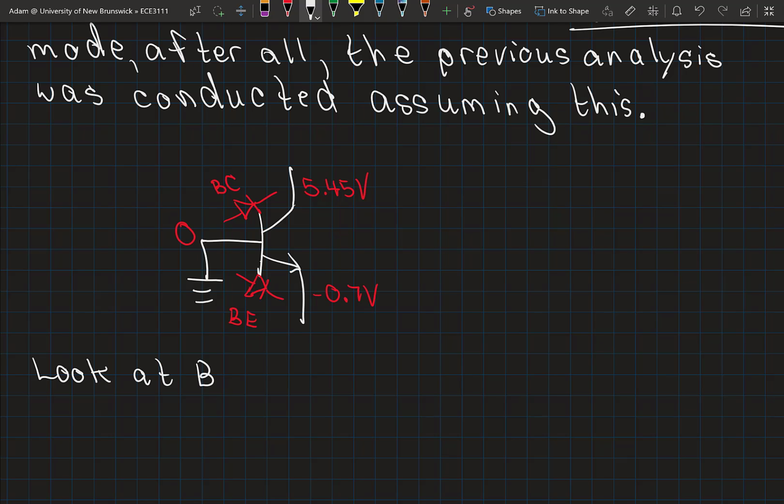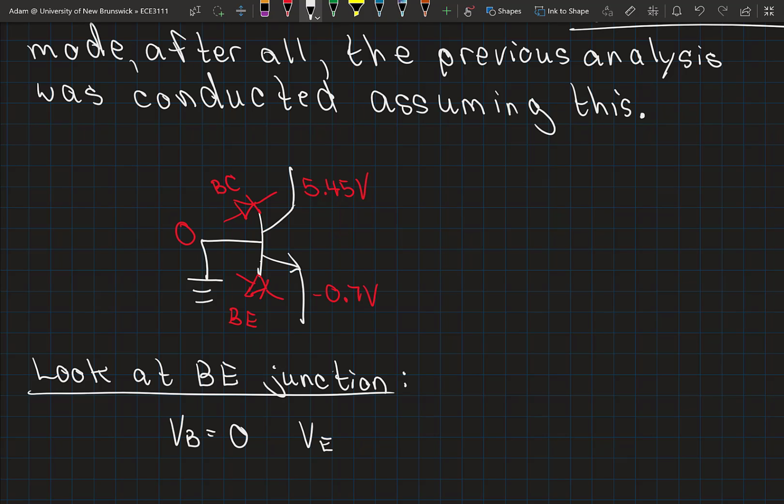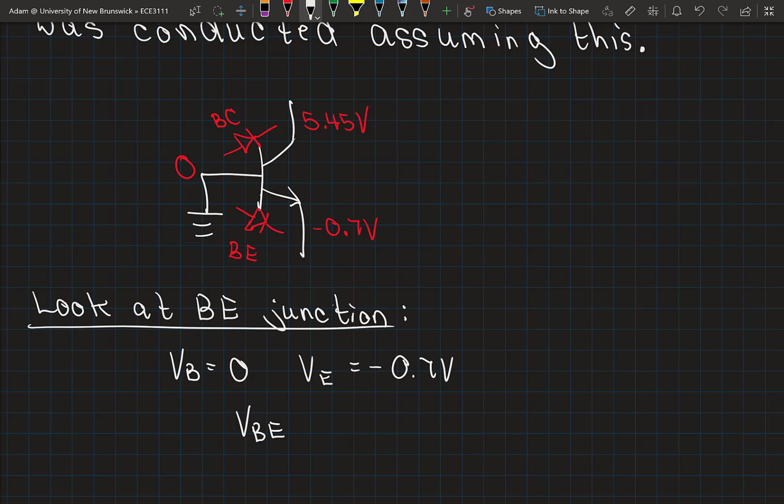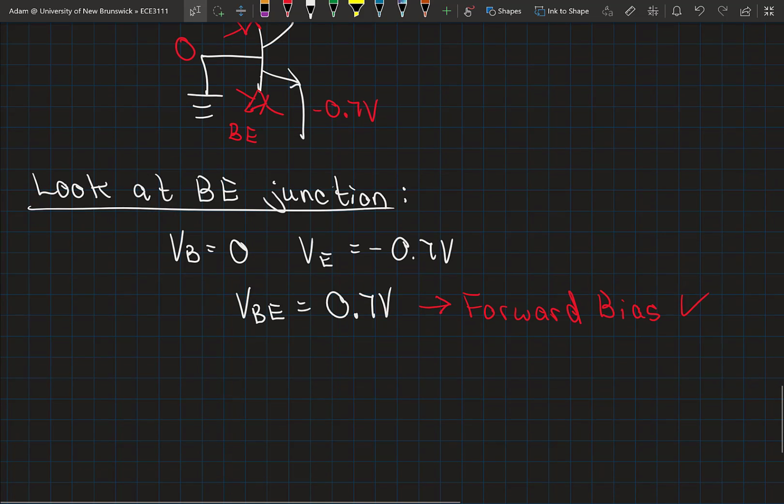So let's look at the base to emitter junction. Well, the base is at 0 volts, the emitter is at minus 0.7 volts, so the base to emitter voltage, and I actually did this calculation up above, is 0.7 volts. Great, right? This is forward active, maybe. Well, I guess we don't know forward active yet, but we at least know that this junction is forward biased. But we have to also look at the base to collector junction to confirm that it was reverse biased.